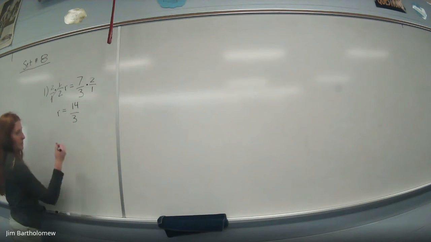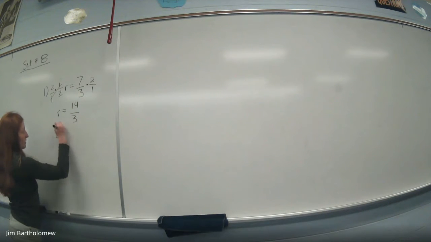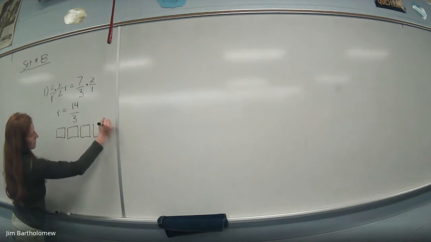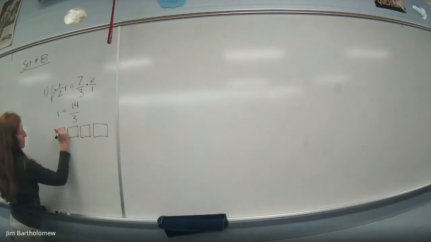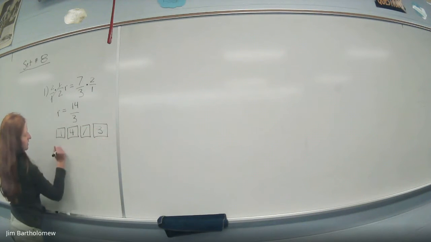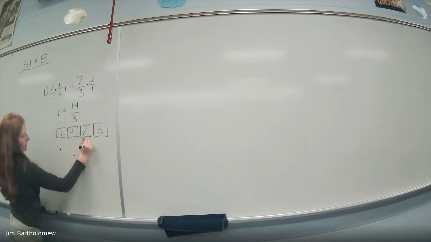And that's your answer, but you have to put it in those boxes. So it'll show up as 1, 4, and then the slash and the 3, and you'll bubble all those in wherever they show up on there.